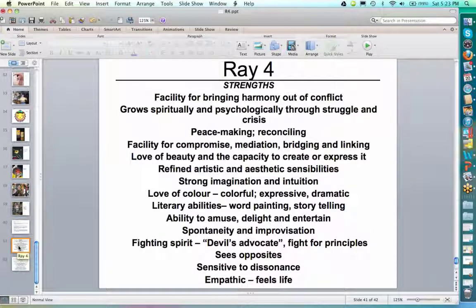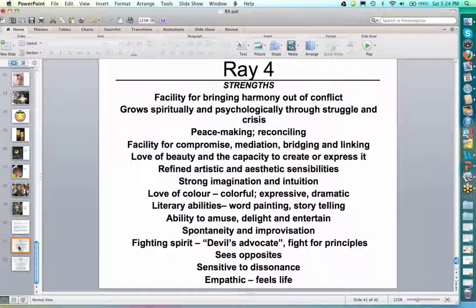Now, these are the areas that I like to spend a little time on, and that is the strengths and the weaknesses, because this is where we point out some of the qualities that we perhaps didn't mention as we went through the slides. Some of it is obvious, and I won't spend too much time on the obvious ones. It's harmony and the ability to grow both spiritually and psychologically because of struggle and crisis. Of course, peacemaking and reconciliation by now is obvious, and the facility for compromise and bridging and linking and mediation. Love of beauty and the ability to create it or express it, and refined artistic and aesthetic sensibilities.